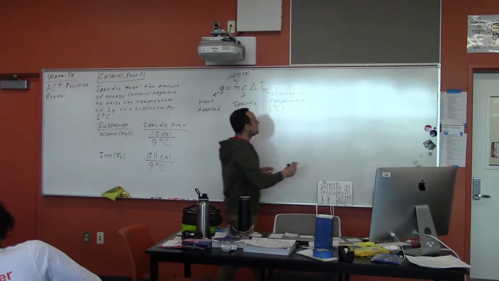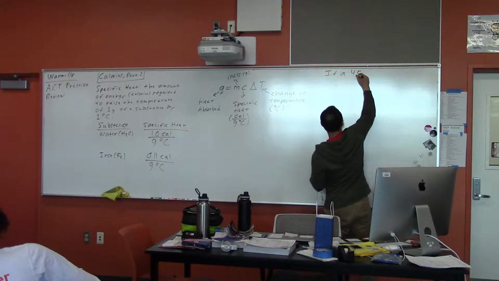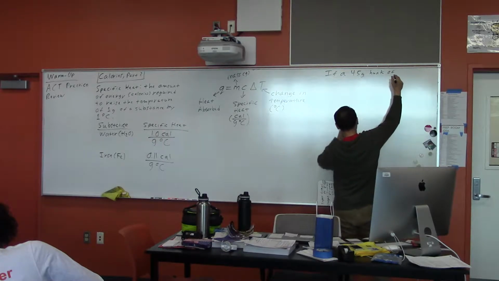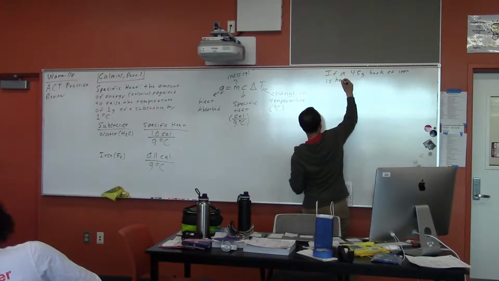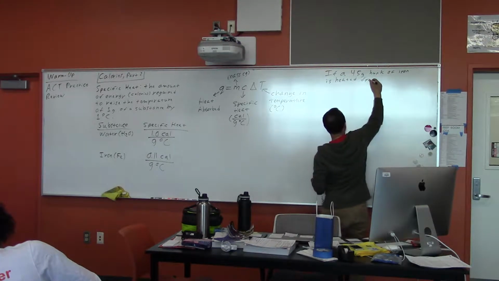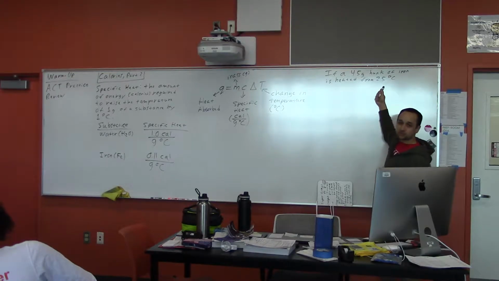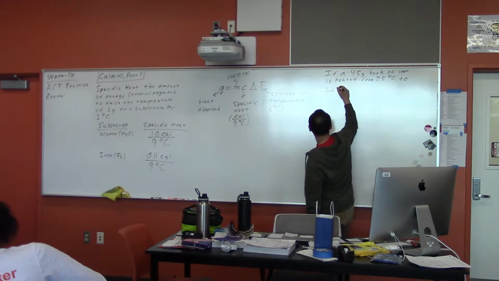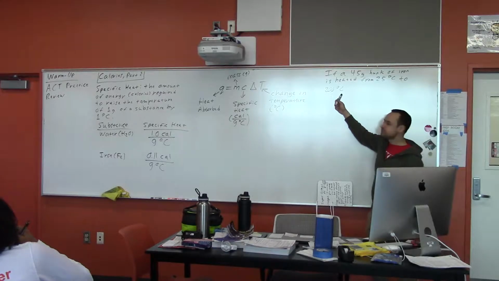So here's a question. If a 45-gram hunk of iron is heated from 25 degrees Celsius, that's about room temperature. I know we're used to thinking in Fahrenheit, but that's about room temperature. To, let's say, 200 degrees Celsius, so that's twice the boiling temperature for water. So that's pretty hot.